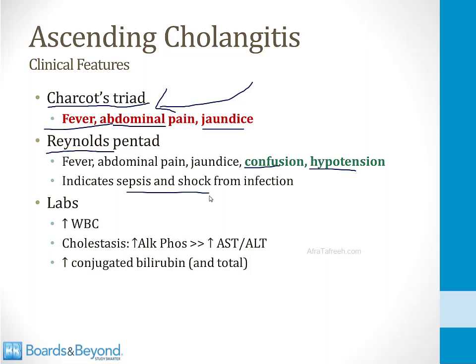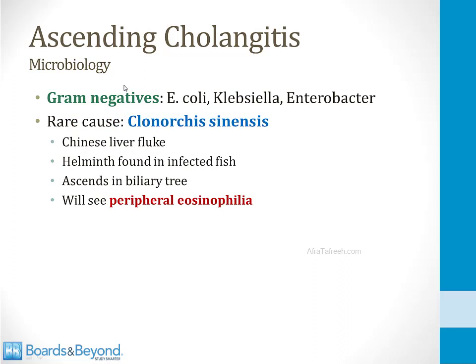Lab values in ascending cholangitis include a high white count from inflammation, as I said before, evidence of cholestasis, which includes a high alk phos level, much greater increase in alk phos than any increase in AST and ALT, and finally an increase in conjugated bilirubin and total bilirubin. You will see this infection relatively frequently in the emergency room and on your inpatient medicine rotations. Usually the microbiology consists of gram-negatives from the GI tract like E. coli, Klebsiella, and Enterobacter.